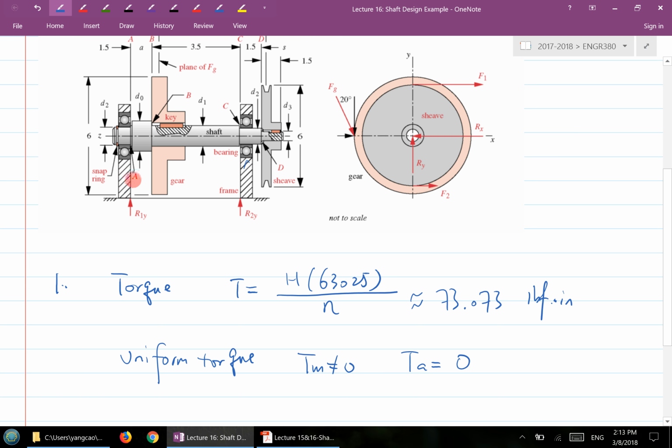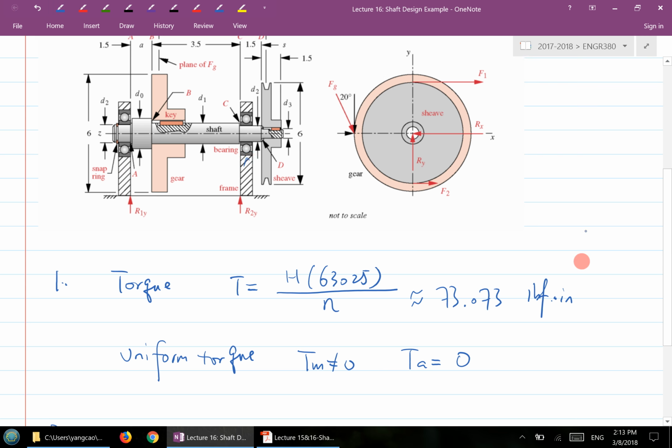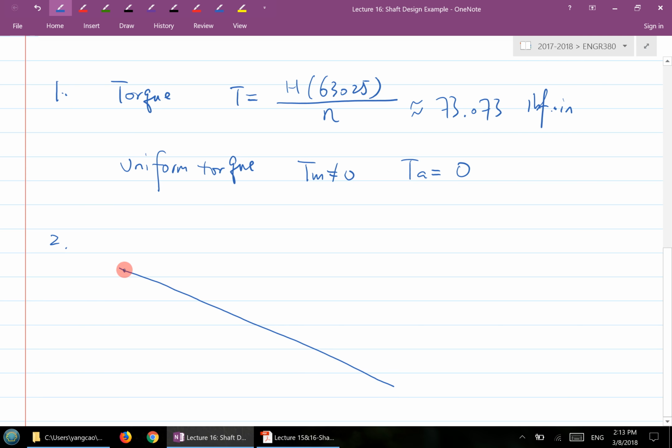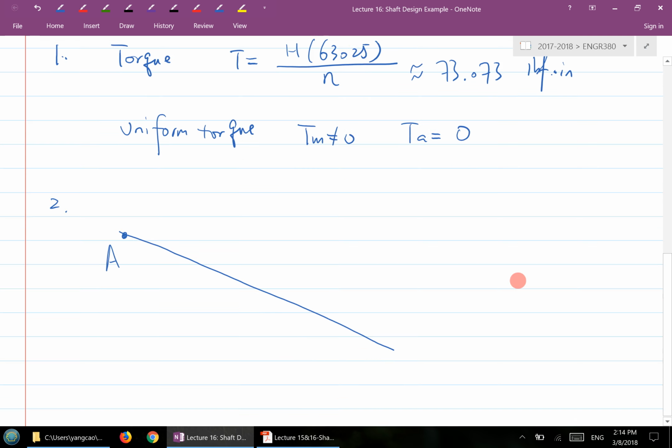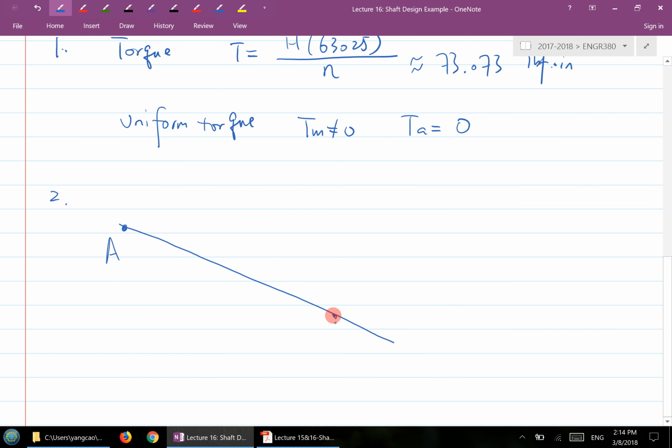So we're going to use these locations for the supporting force, and this is A, this is B. Actually, this is not B. So how about C location. So A location and C location are the bearing locations, right? You have A location here, and you have C location here.